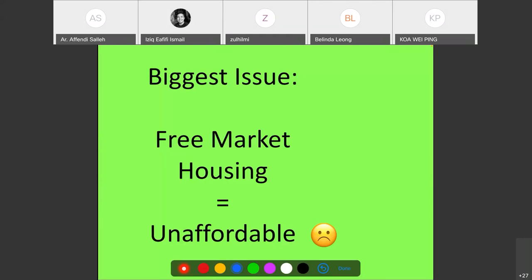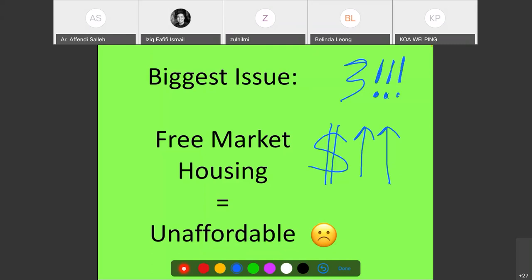Now, that's the scenario. Why does this scenario happen in the first place? Well, the biggest issue is free market housing is unaffordable. A research by Khazanah Research Institute, KRI, found that the unaffordability of free market housing is 3 times of what general Malaysians can afford.